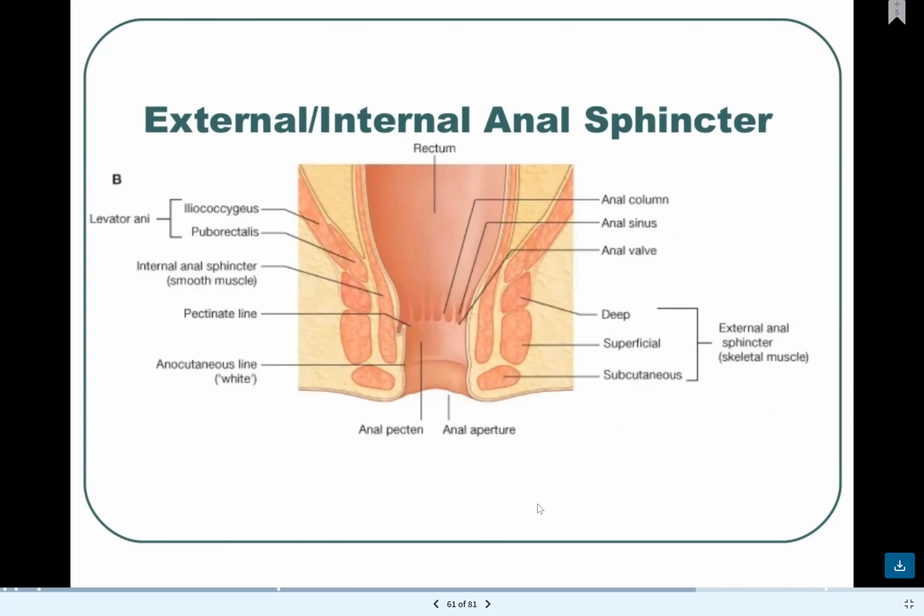So this is to show the anal canal or the aperture. This is the rectum, and these are the pectinate lines. Within here we have the stratified squamous non-keratinizing epithelia, and then aside from this we have these three, which will close the anus, and they are actually the sphincter, which are made up of deep, superficial, and subcutaneous muscles.